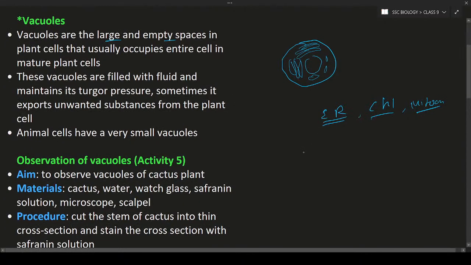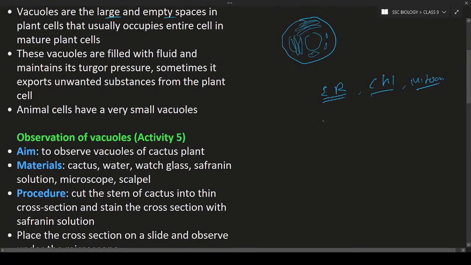You might have seen the vacuole in the previous classes. So this is a cell and this is the nucleus, and here will be the vacuole, a large vacuole. If you have the textbook, open it and see. So this is the vacuole. What is the function of this vacuole? The function of this vacuole is to store water. The first important thing is to store water.